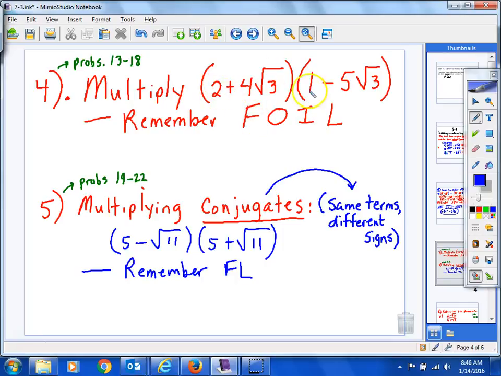Starting with the first terms multiplied together, 2 times 1 is 2. If you multiply the outside terms together, 2 times negative 5 root 3 is negative 10 root 3. Now go to the inside terms, multiply together. 4 root 3 times 1 is just positive 4 root 3.